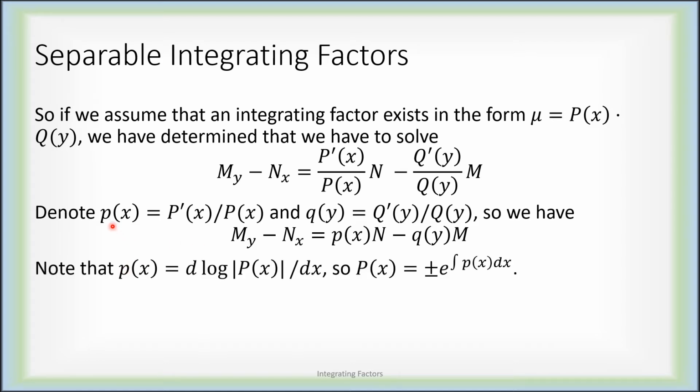Observe that little p of x is P prime over P. That means it's the derivative of the log of P of x. So P of x is actually plus or minus e to the integral of little p of x. Okay, so whatever this little p is, it's capital P prime over capital P, and we were hoping to find our integrating factor. We were hoping to find capital P. But capital P of x must be plus or minus e to the antiderivative of little p. Similarly, capital Q of y will be plus or minus e to the integral of q of y dy.